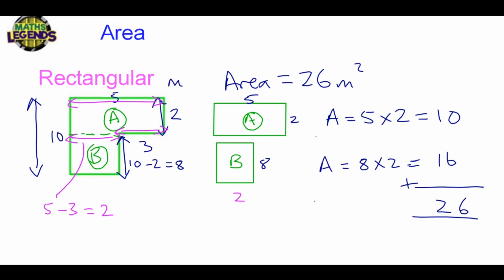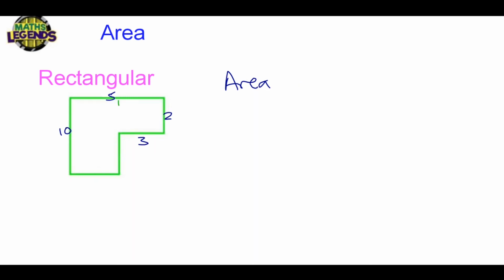Now what if we had cut this in the other way? If we had cut it this way, then again we have two rectangles, A and B. For A, we will need to work out the base and the height.